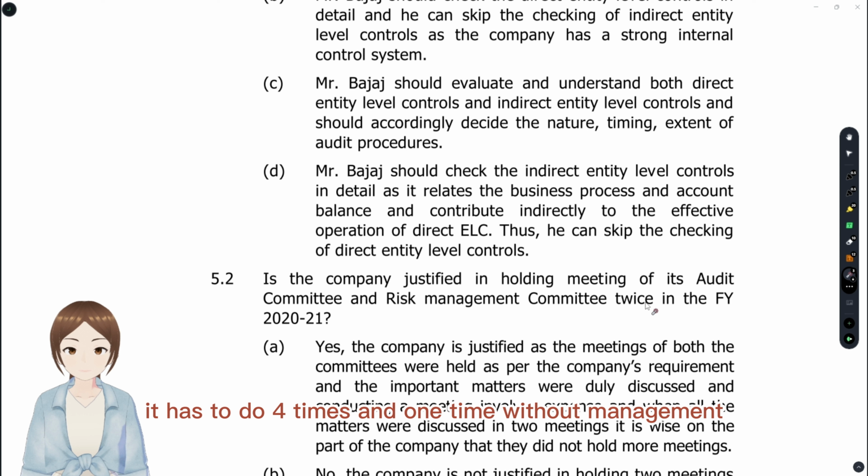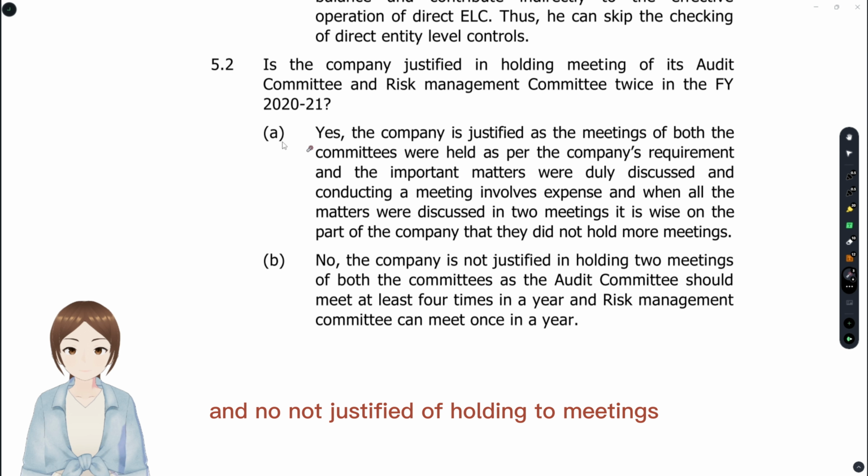It has to meet 4 times, and once without management, plus the auditor. And it should also invite the auditor and ask for his comments on that. So, not justified in holding 2 meetings. The audit committee should meet at least 4 times, and the risk management committee can meet once in a year.